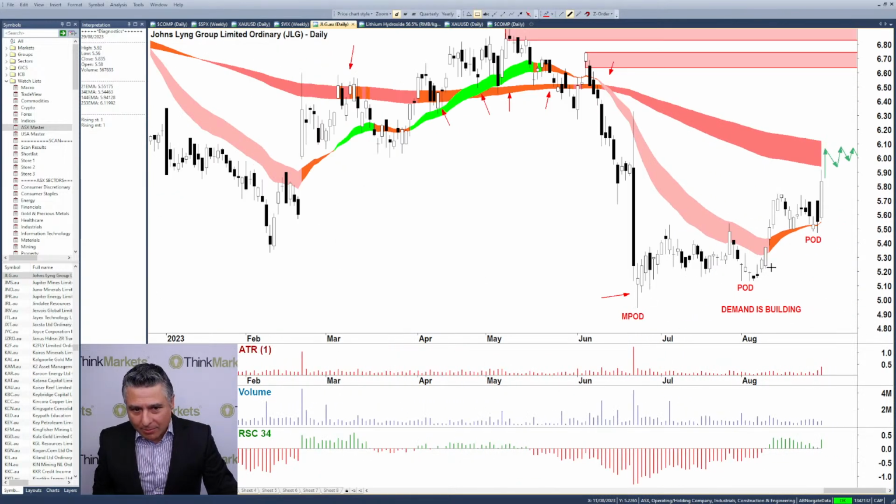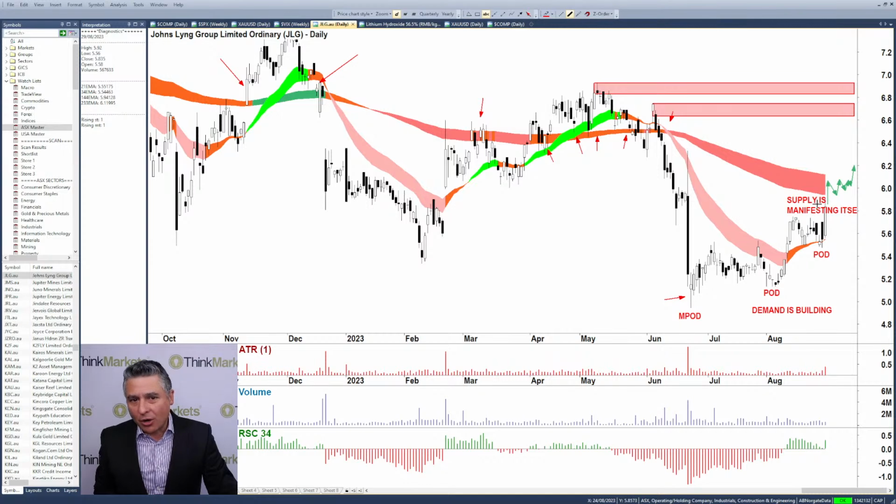And I get that demand is building, and I love the white candles. I think they're brilliant. And I even like today's candle, a little bit of upper shadow. Why is there an upper shadow? Because supply, here's our word, is manifesting itself at that zone. Why does it do that? I don't know. It just does.